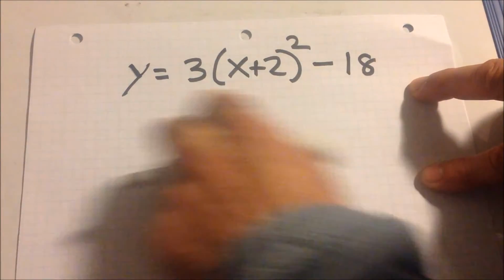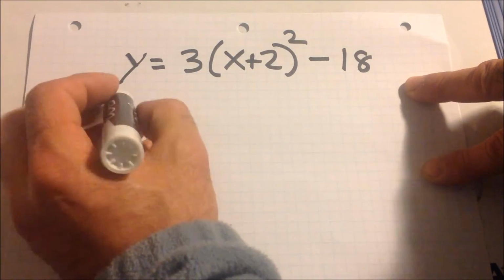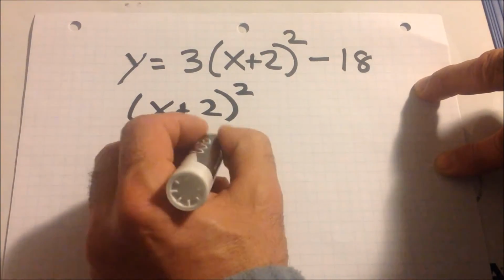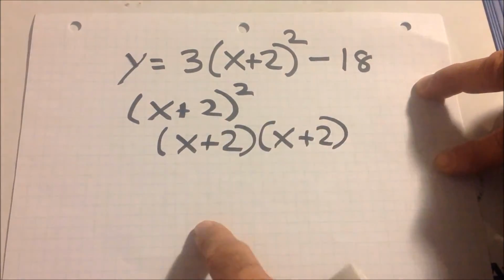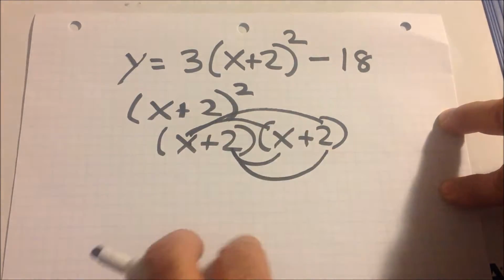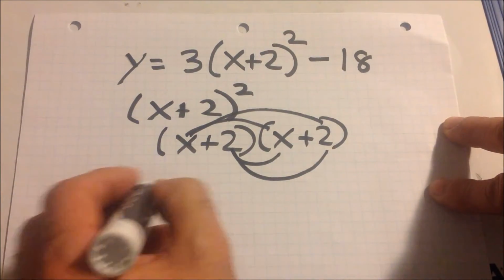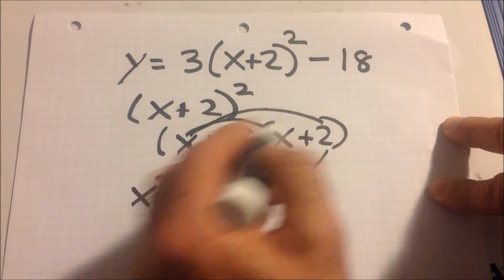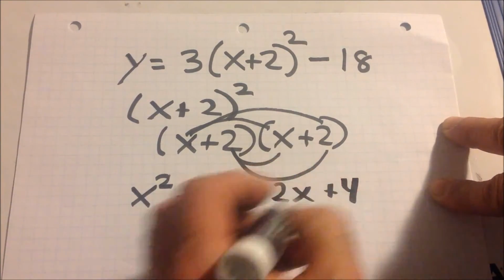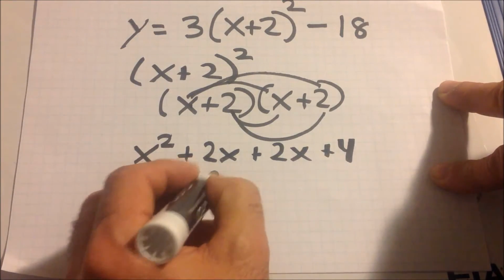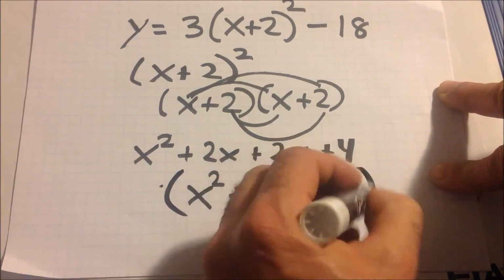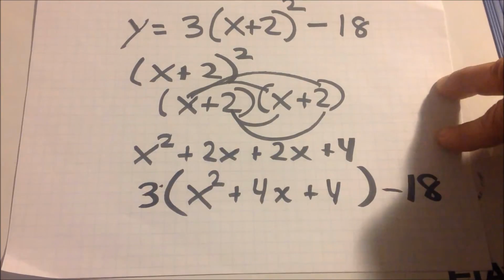So, again, to turn it back into standard form, this is vertex form. Let's do one at a time. Let's do x plus 2 squared. So let's make our two binomials, and we know we can do FOIL now. x times x, x times 2, and so forth. Right? First, outside, inside, last. So we're going to get x squared. x times x is x squared. x times 2 is 2x. And on this way, we have another 2x plus 4. Bring that up. We're going to have x squared plus 4x plus 4. And now, don't forget that we have minus 18 and a 3 over here on the outside.